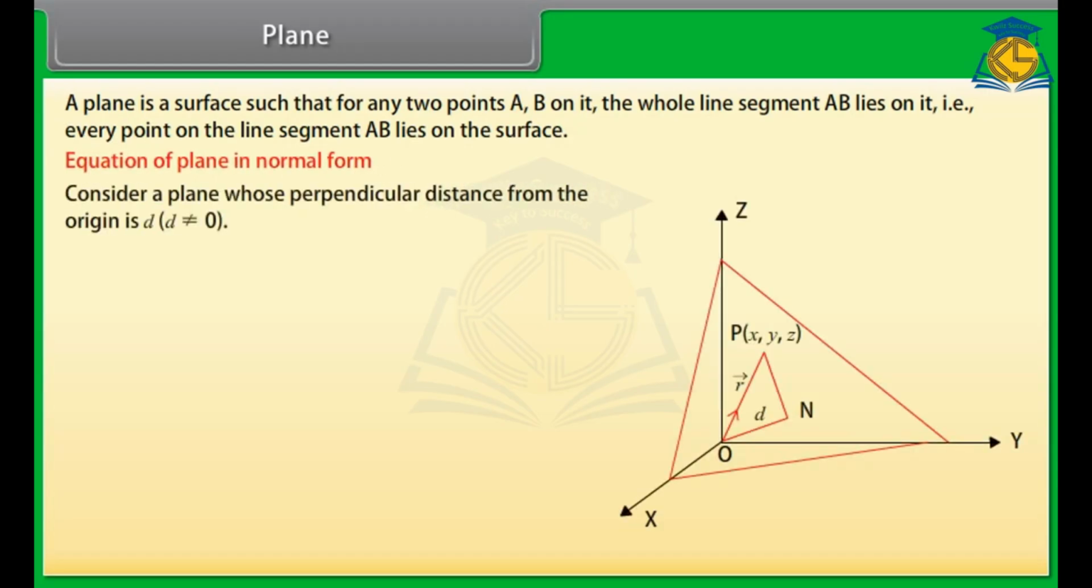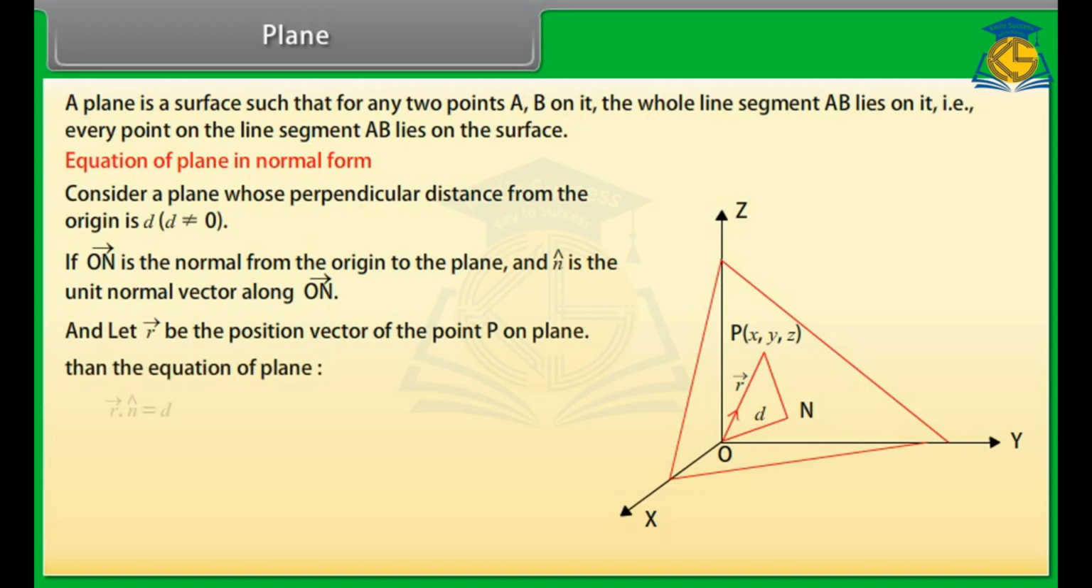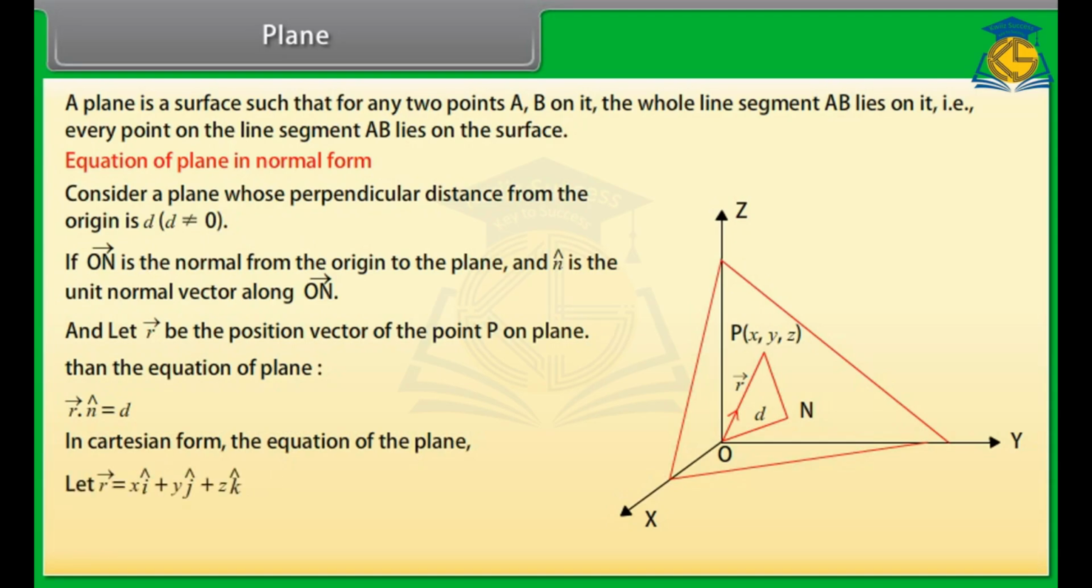Consider a plane whose perpendicular distance from the origin is d, not equal to 0. If vector ON is the normal from the origin to the plane, and n cap is the unit normal vector along vector ON, and let vector r be the position vector of the point P on the plane, then the equation of the plane is vector r dot unit vector n equals d. In Cartesian form, the equation of the plane, let vector r equals x i cap plus y j cap plus z k cap, is lx plus my plus nz equals d, where l, m, n are the direction cosines of n cap.